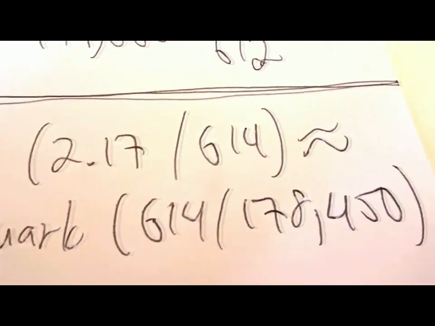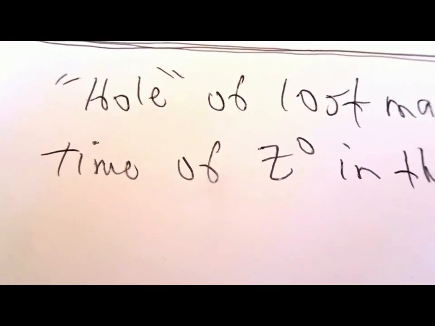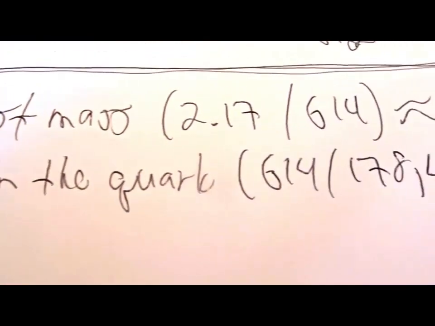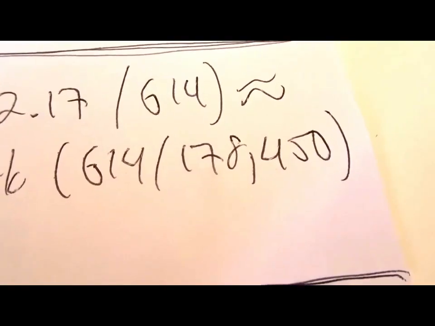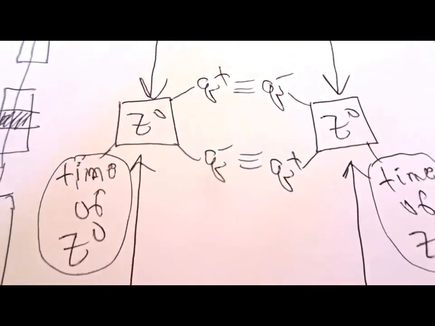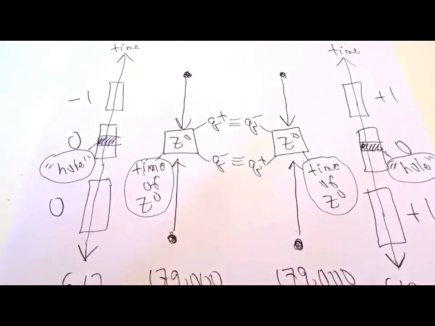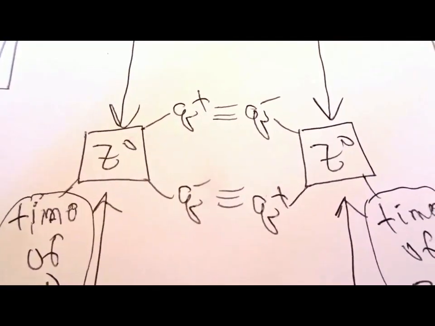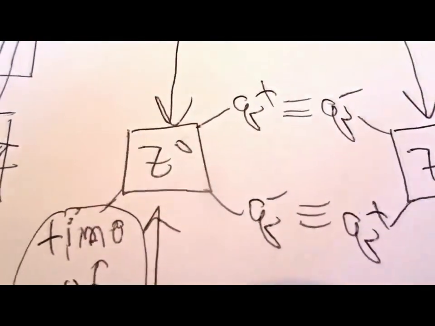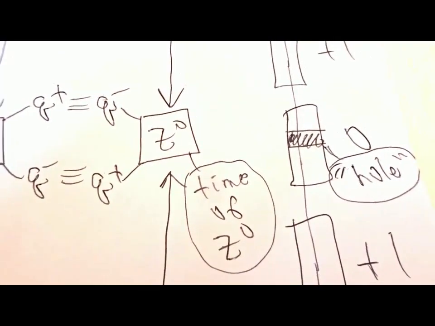2.17 divided by 614 by experiment, is closely matching the time of the Z0 spent in the quark, which is 614 divided by 178,450. And this seems quite obvious. Just look at it. Now, they think that gluons are responsible for forming pions, but we know that's not true because here you have these little quark-antiquark pairs which form pions, and there's a signature of the Z0 particle by the size of the hole, and it can't possibly be gluons, it has to be two Z0s.